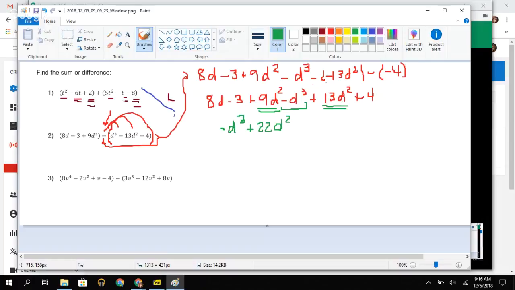So that's my second order. Now I go to just my plain old d to the first power. I only have one of those, so plus 8d. And then last up, I go to my constant. I have a minus 3 and a plus 4. So negative 3 plus 4 is plus 1. So if I combine these together, I get negative d cubed plus 22d squared plus 8d plus 1.